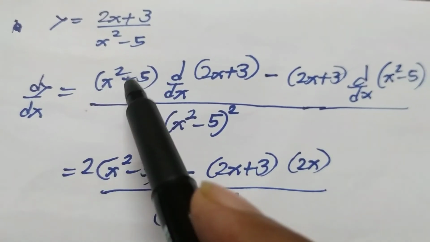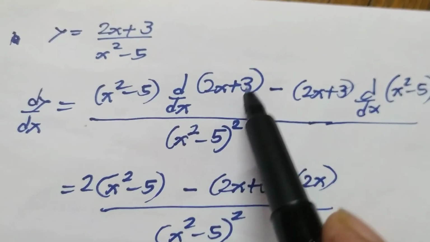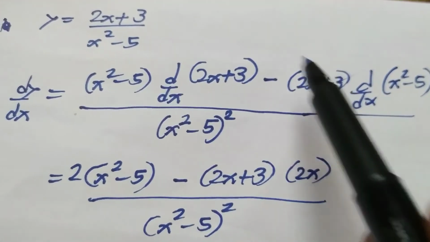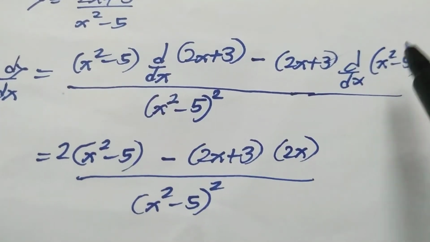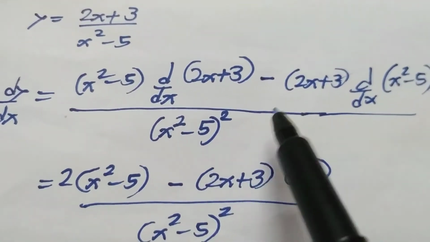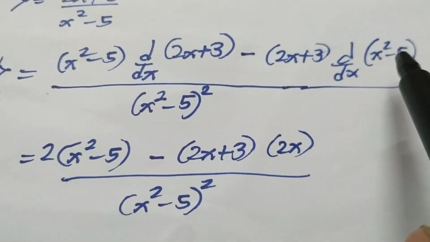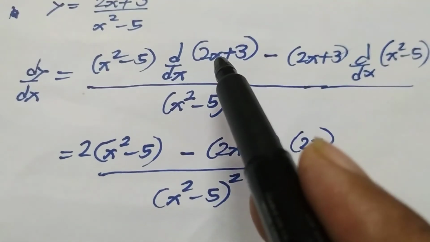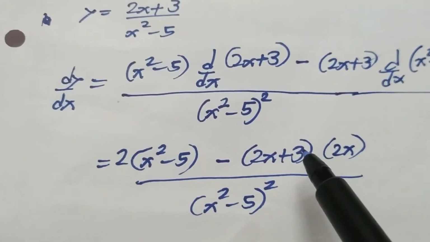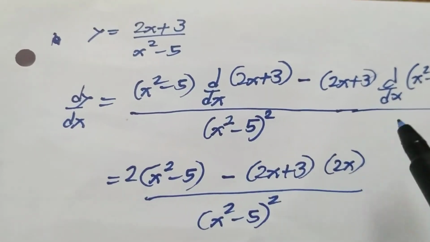So we have dy/dx equal to denominator x square minus 5 into d/dx of the numerator, that is 2x plus 3, minus numerator, that is 2x plus 3, into d/dx of the denominator, that is d/dx of x square minus 5, whole divided by denominator square, so x square minus 5 whole square. We substitute the values: d/dx of 2x plus 3 is 2 and d/dx of x square minus 5 is 2x. Now you can simplify this expression to find dy/dx. This is the example of the division rule.